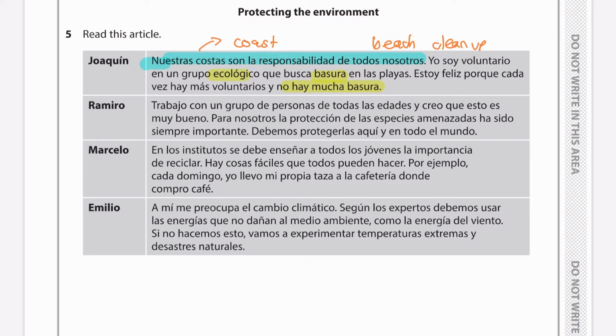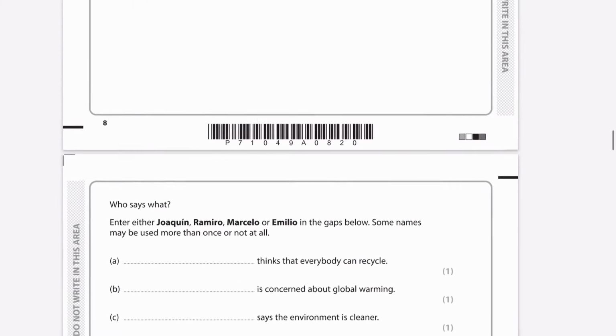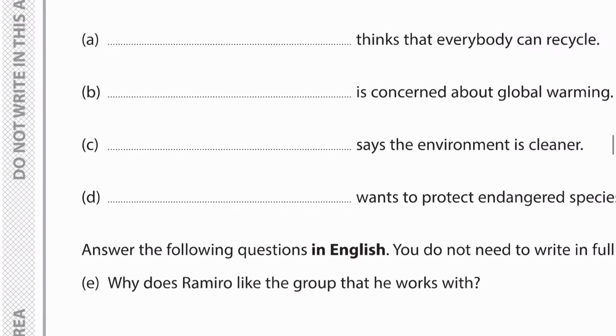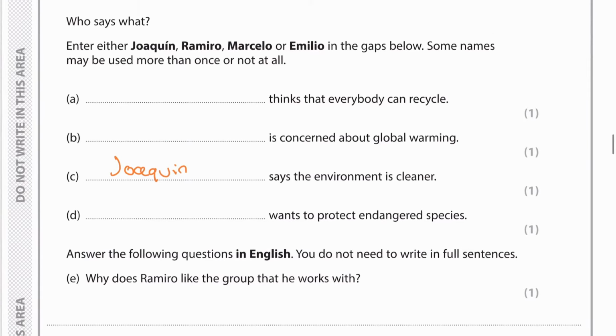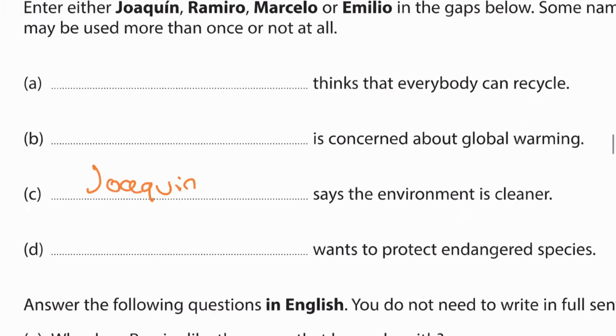Yes, no hay mucha basura. So he's saying each time, cada vez hay más, there are more volunteers and there's not as much rubbish. So I'm thinking say C is Joaquin. How do you spell that? J-O, like A-Q, something like I-N, I think. Let's do that. I can always change it if I need to, but okay, there it is. Yeah, Joaquin. I think it's going to be C.